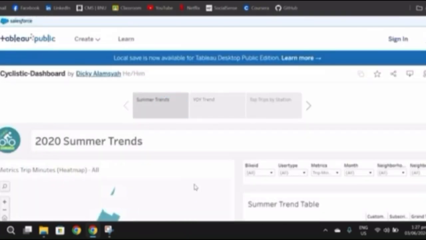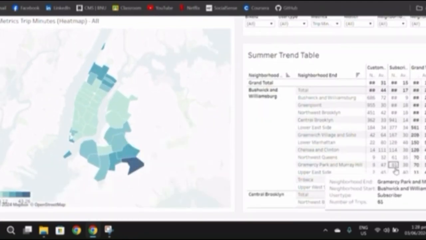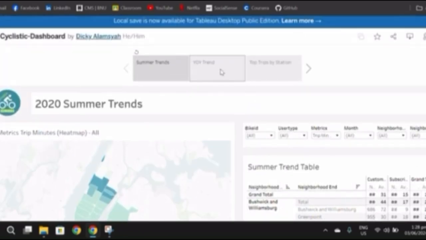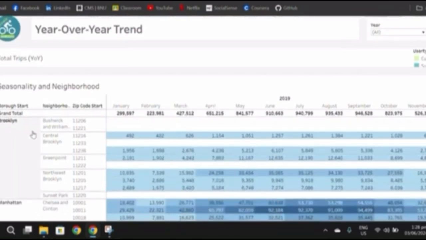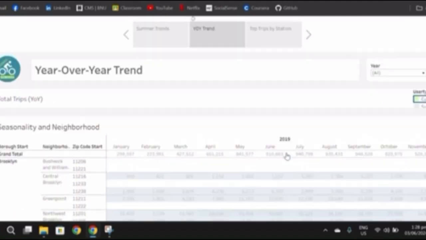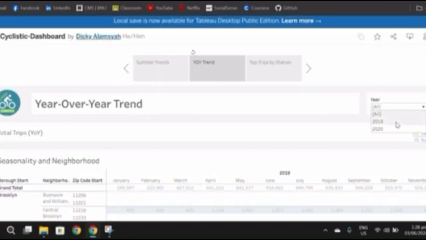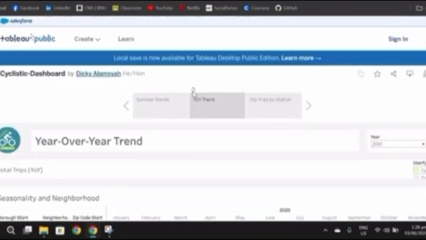So first we have the summary page where we have the map and the table for it. Then we have year over year trends, where we have the table for seasonality and neighborhood for 2019. And over here we have listed subscribers and customers, and we can further apply filters based on the year. Here is a bit of lag. And lastly we had the third page, which is the stop station. First we have by starting station and by destination station, where we have listed the zip code and neighborhood.